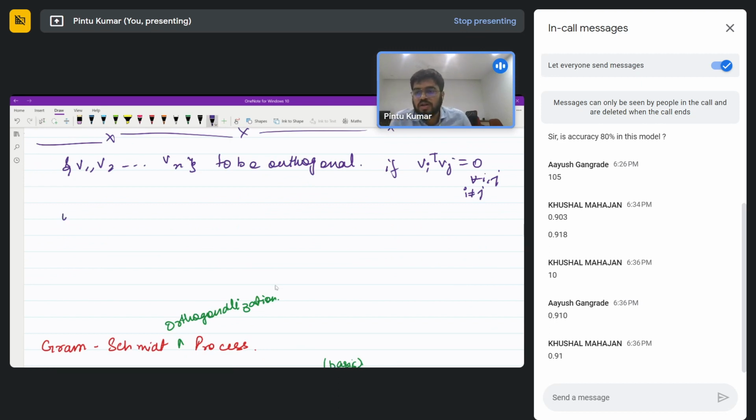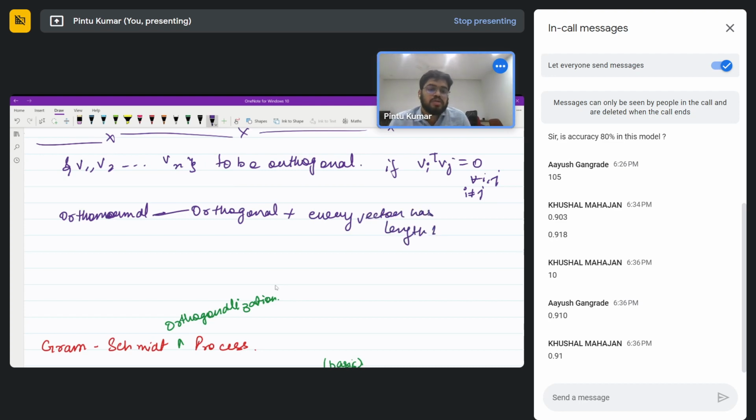And what is orthonormal? Orthonormal is when your set is orthogonal plus every vector has length 1. What does length 1 mean? That Vi transpose with itself is 1 for all i. So this is what is meant by orthogonal and orthonormal.